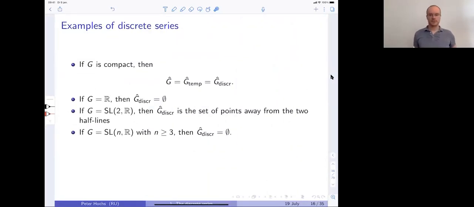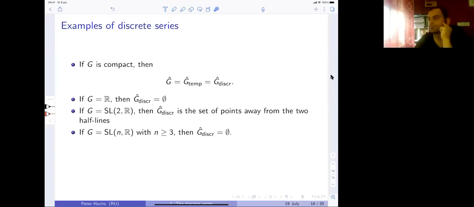Examples. In the compact case, we saw that G hat is discrete. It equals G hat temp, so the Plancherel measure support is all of the dual, and the decomposition is completely discrete, so every unitary irreducible representation for a compact group is in the discrete series. In the real line, there was no discrete part of the decomposition, so there was no discrete series for the real line. In the case of SL2R, as you might imagine, the discrete series is this discrete set of points that we saw. The points away from the two half lines, so the 2 points at the bottom of this one half line, are not in the discrete series. And for SLnR, if n is at least 3, there are no discrete series representations. So there's a big class of groups where they don't exist and sometimes they do exist.